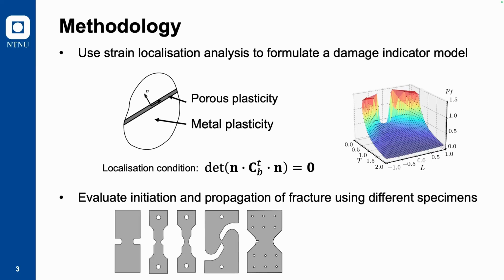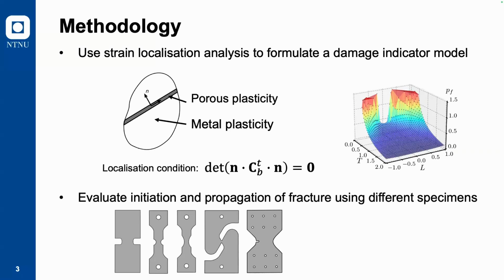As soon as the localization condition, the determinant of the acoustic tensor equals 0, is fulfilled, we store the equivalent plastic strain as the failure strain, as indicated in the surface plot to the right. Then we use these points to calibrate a material fracture model, which we implement in simulation software and run simulations using different test specimens to study the crack initiation and crack propagation.